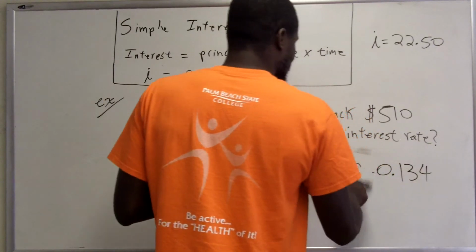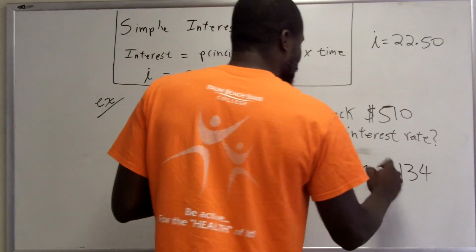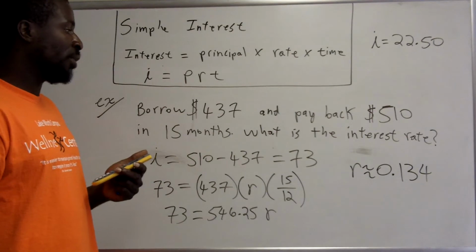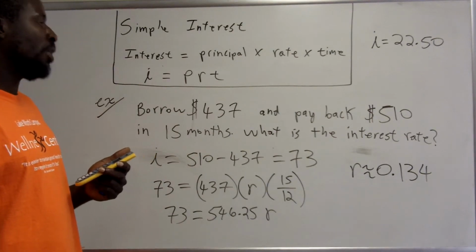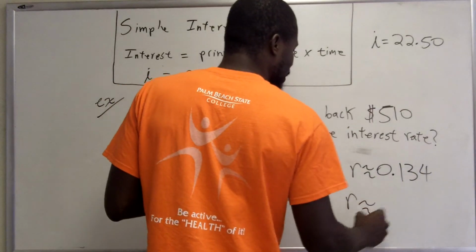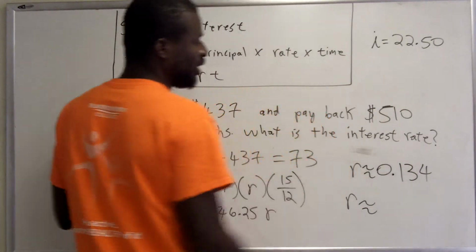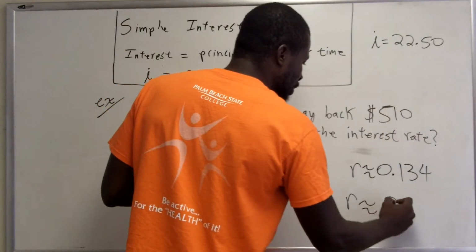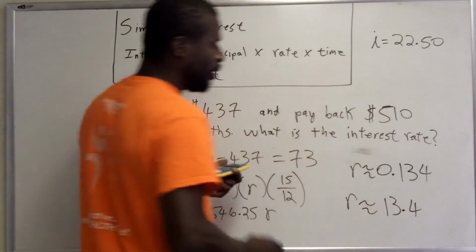And I get that R is equal to 0.134 approximately. This is an approximation. I rounded this to 3 decimal places. So that's the interest rate. And now the actual percentage for the interest rate, to change that decimal to a percentage, I move the decimal twice, and that turns out to be approximately 13.4%.